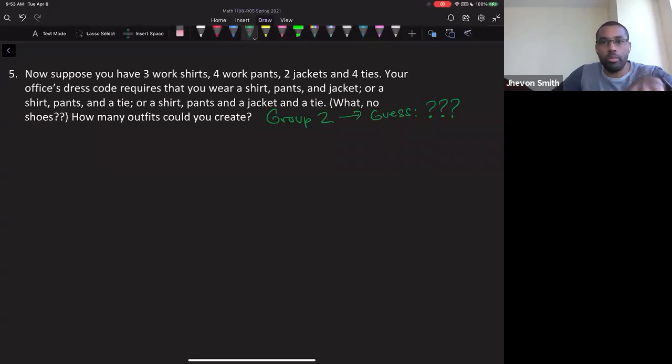So it's shirts, pants, jackets, and ties, right? And when I do the multiplication rule, I'm really counting how many combinations of shirts, pants, jackets, and ties I can do. So if I multiplied all of them, that's what I would do. Now, the question is, do you want to multiply all of them? Do you want all of them?